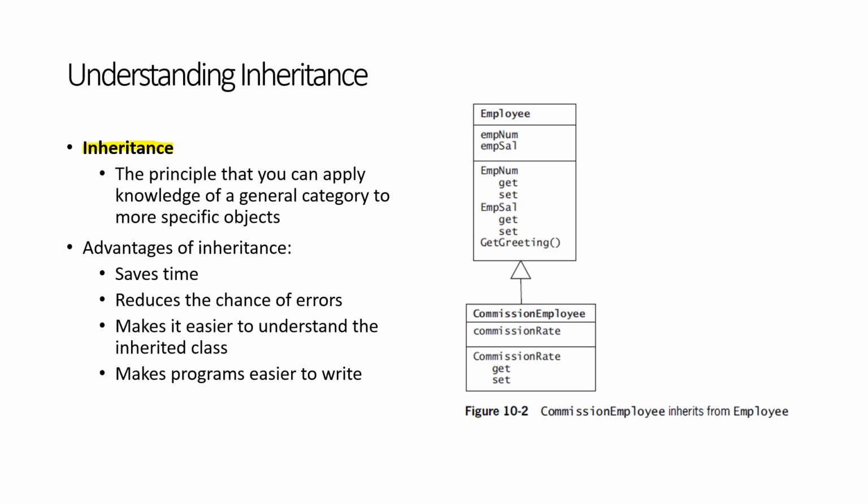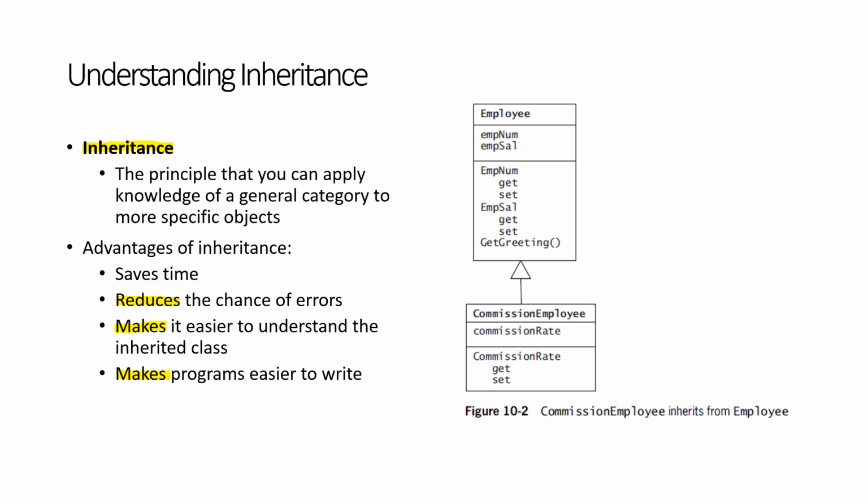So what it says is inheritance is the principle that you can apply knowledge of a general category to more specific objects. So the advantages of that is that it saves time, it reduces the chance of errors, it makes easier to understand the inherited class, and it makes the program easier to write. So those are the four advantages of inheritance.